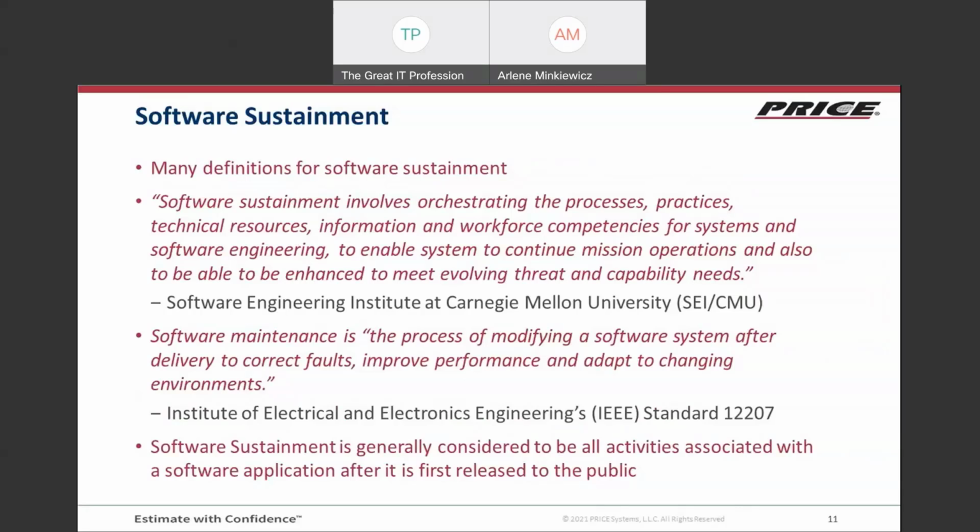The IEEE, a little more succinct, says it's the process of modifying a software system after delivery to fix things that are wrong, to improve performance and adapt to changes in environment and requirements. That's the IEEE. And then basically, software sustainment is considered to be whatever activities are associated with the software application after it's first released to the public.